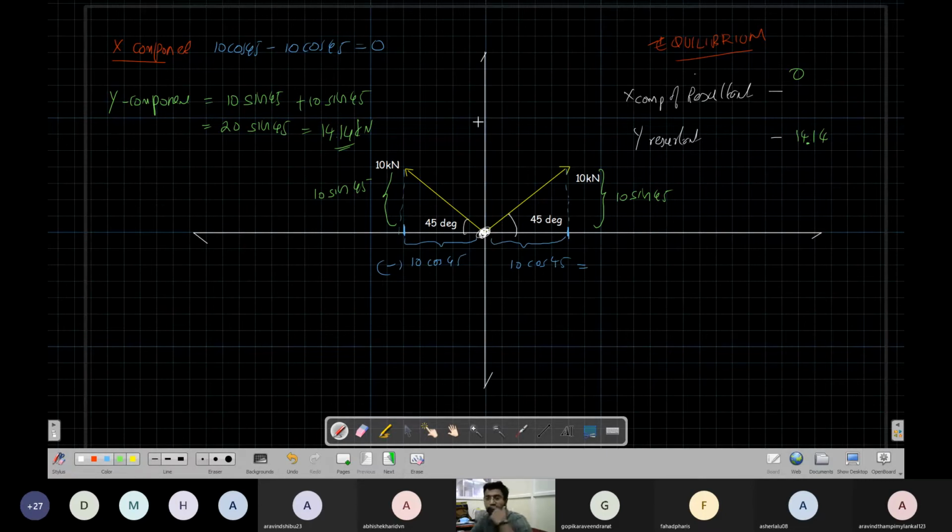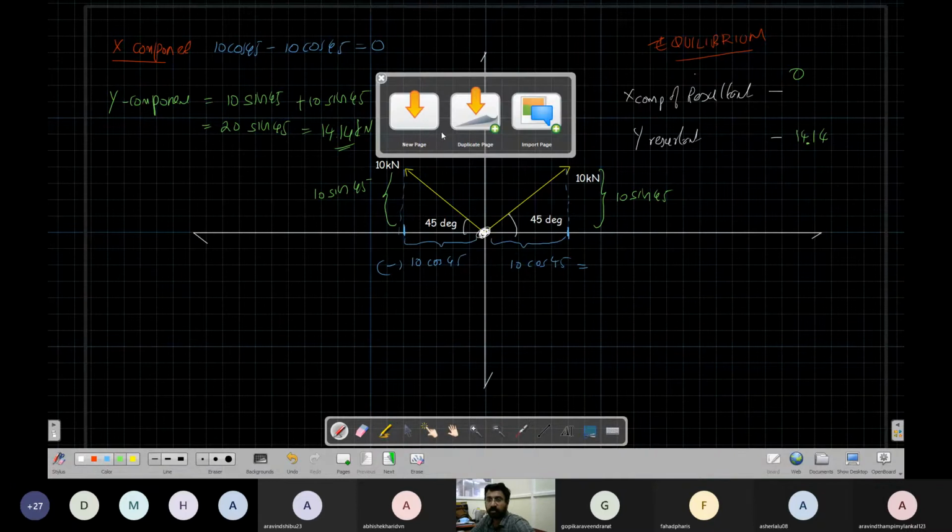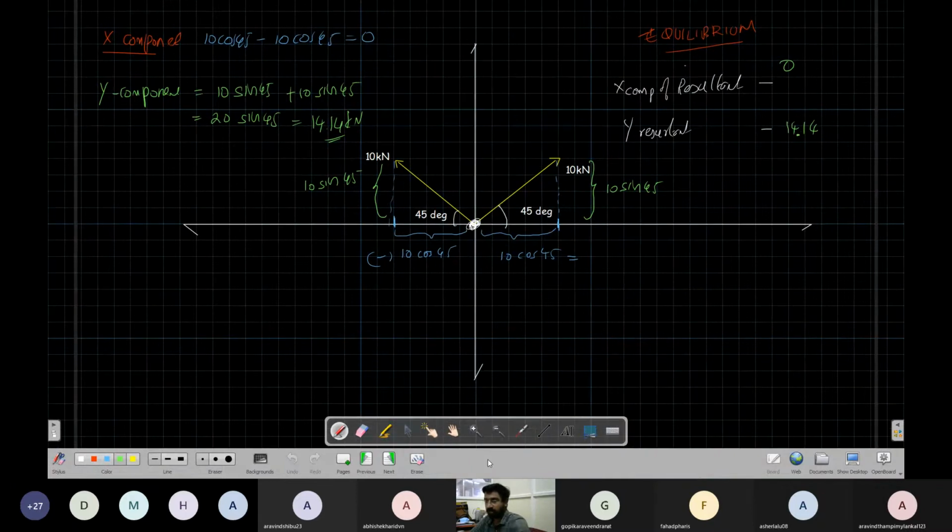Okay, right. So one observation you have to make is what we are seeing on the object: the resultant has a zero x component and a y component of 14.14. I'll just make a copy of this. So now we can check this with the graphical method also.